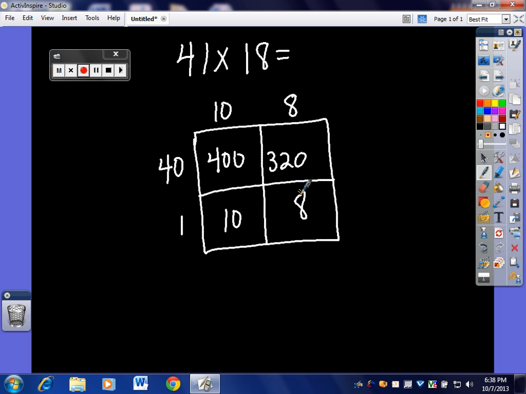Last step, add up all of our products. So we have 400 plus 320 plus 10 plus 8. Okay, we add these up. We get 8 plus 0 is 8. 2 plus 1 is 3. 4 plus 3 is 7. So our final answer should be 738.